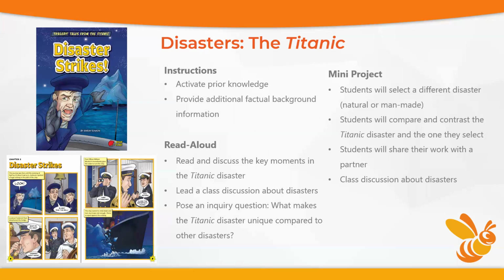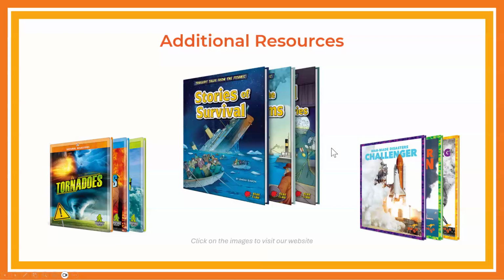For the mini project, students will choose a different disaster, either natural or man-made, and compare and contrast it with the Titanic disaster using a Venn diagram. This activity helps them identify similarities and differences, reinforcing comprehension and analytical thinking. Once again, some additional resources. Be sure to pull out any additional books on disasters that you may have in your collections.